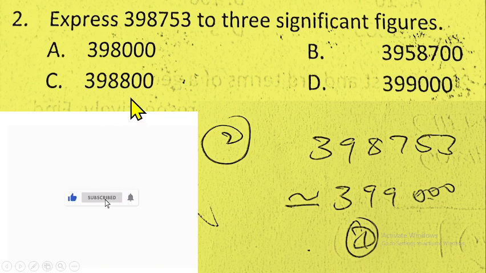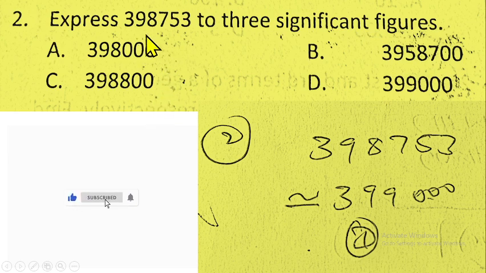Question number 2, you have to express 398753 to 3 significant figures. So this is an approximation. The third significant number here is 8. If you look at the number after 8, which is 7, 7 is up to 5, so that means we round it up by 1, add it to this 8, and the rest of the numbers become 0.